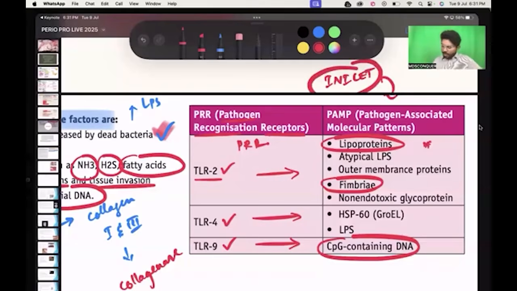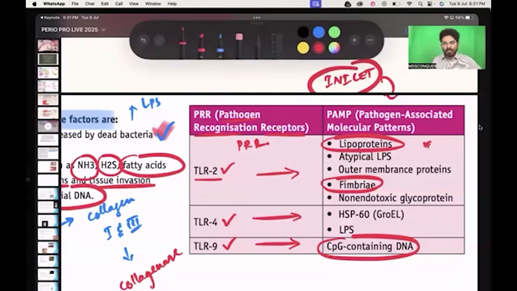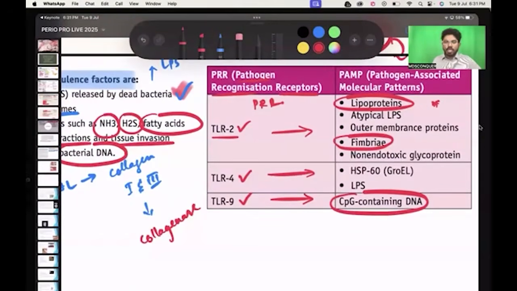So check out your question number 2. Which key bacterial endotoxin is associated with periodontal disease? Yes, the answer is LPS, lipopolysaccharide.